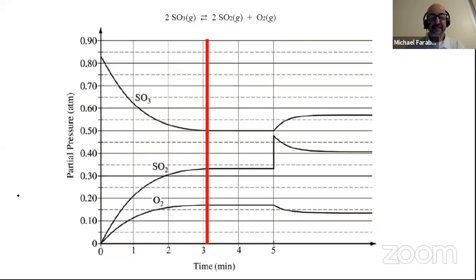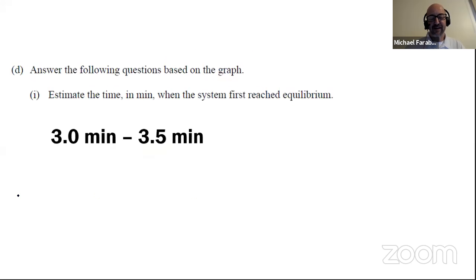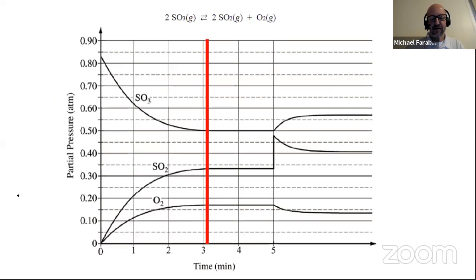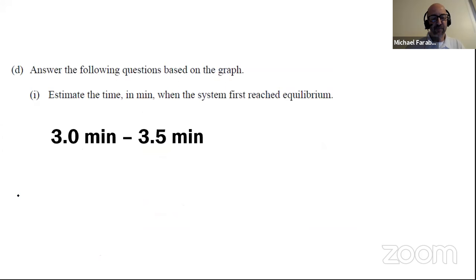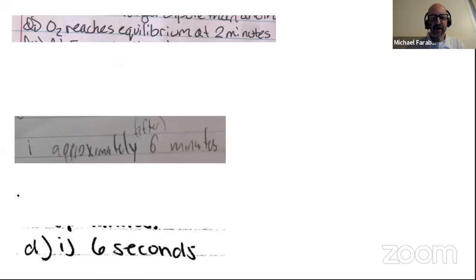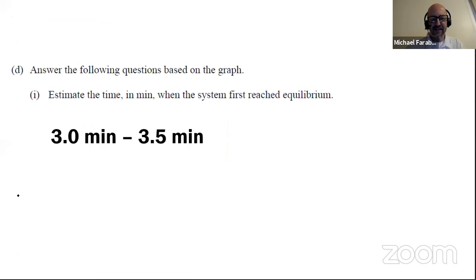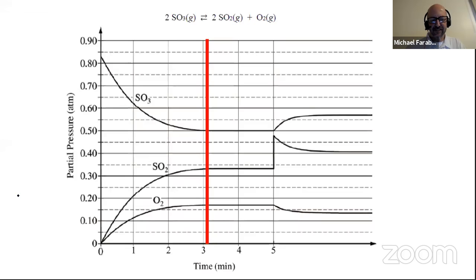So I would say somewhere around 3 minutes, maybe between 3 minutes and 3.5 minutes. That's whenever the graph looks like it is holding steady, when it first reached equilibrium. Most people got this. There were a few that said 2 minutes. I don't think it was quite ready at 2 minutes. Okay, so things are still decreasing and increasing at 2 minutes.